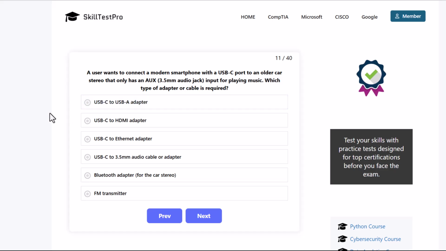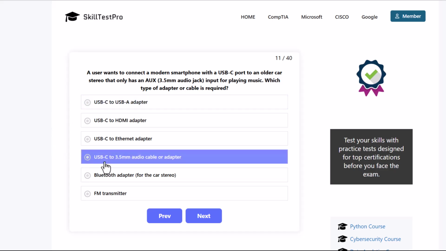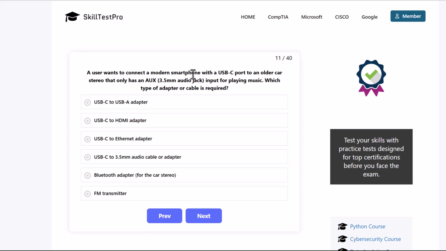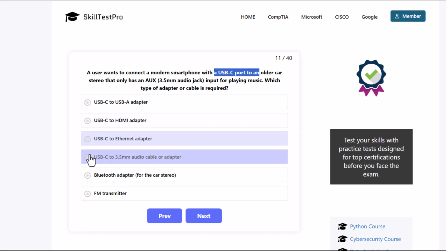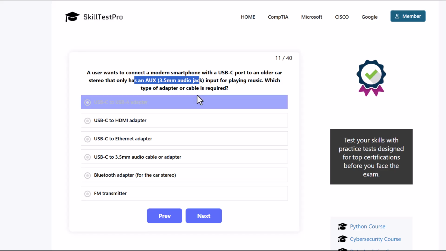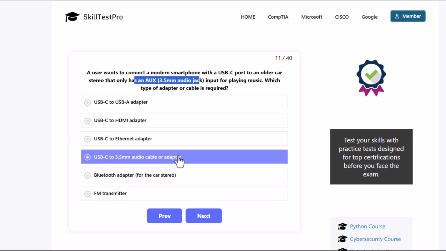So here the correct answer is USB-C to 3.5mm audio cable or adapter. At the start I already explained how I think when I approach these types of questions. First, we understand what we have and what we want to connect to, and when we understand that, then when we read through the answers we are straight away able to get to the correct answer.